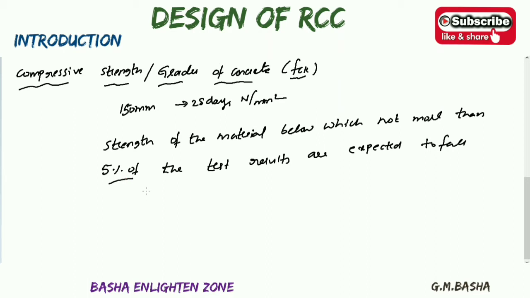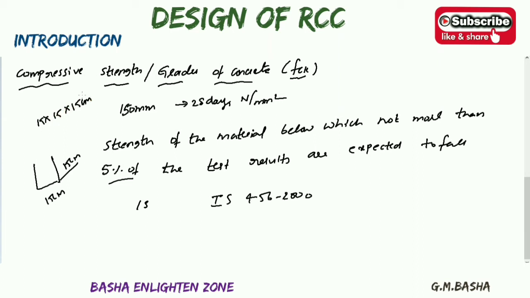So according to IS 456, so this is Indian standards. IS means Indian Standards 456 to 2000 specifies the characteristic compressive strength of 150 mm cube. So 150 mm means that is a mold of some 15 centimeters, 15 centimeters, and again widthwise also it will be 15 centimeters. So it is in the form of a cube, lengthwise, breadthwise, and height, it will be 15 centimeters by 15 centimeters by 15 centimeters.